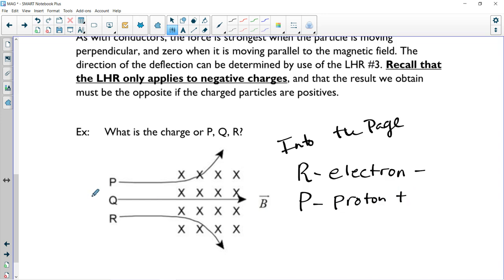And then the middle one goes straight through the field. So that must be the neutron, and that has no charge. So just an example of how particles move through fields. So that takes care of three big examples there.